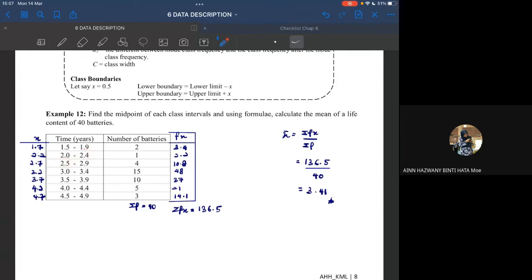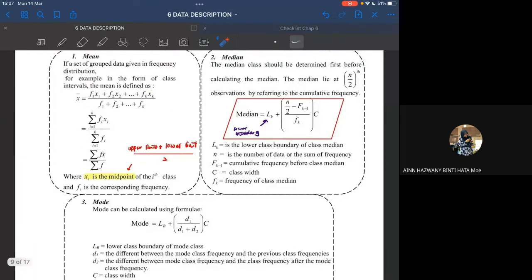Lagi sekali, okay lagi sekali. Let's say ini ialah kelas dia. Upper boundary ialah 2.9 plus 3 divided by 2. Lower boundary ialah 2.4 plus 2.5 divided by 2. Okay. So itu lower and upper boundary lah. So dalam formula untuk cari median ni, kita perlukan lower boundary. N over 2 minus FK minus 1. Okay. K dekat sini ialah kelas.